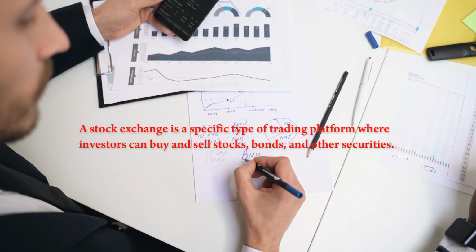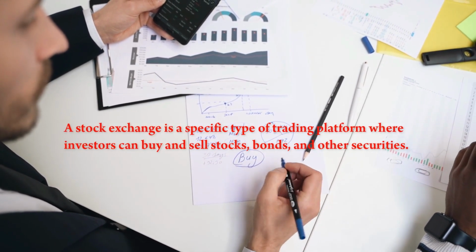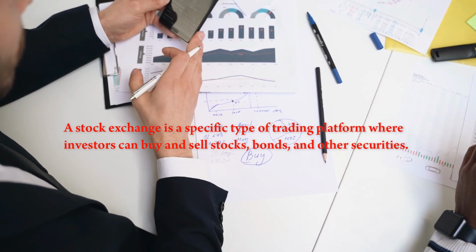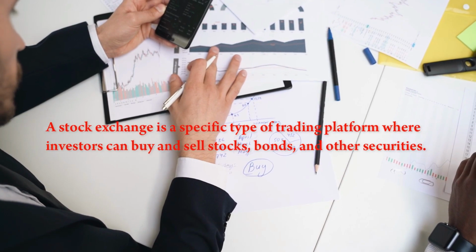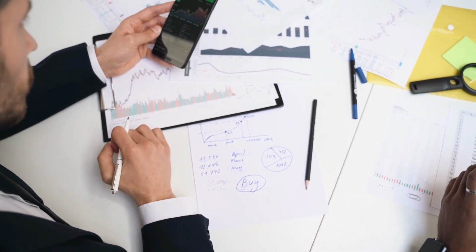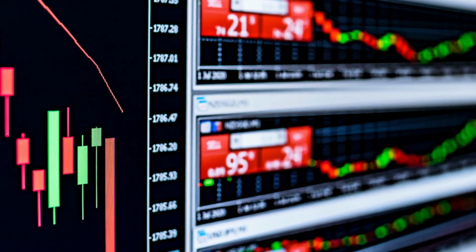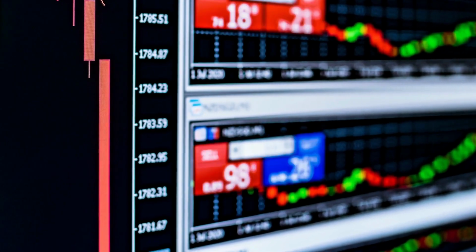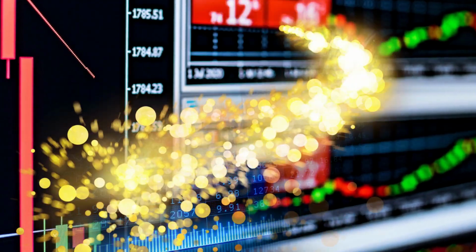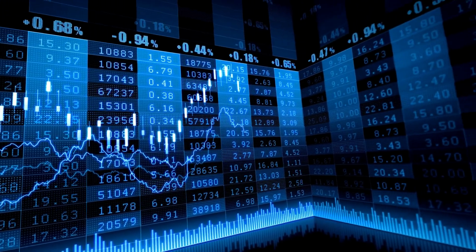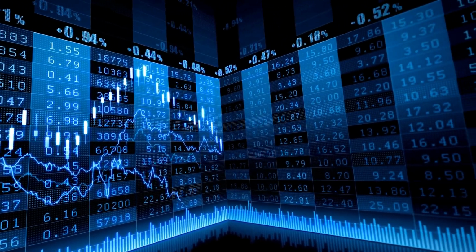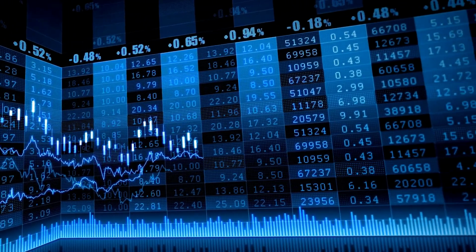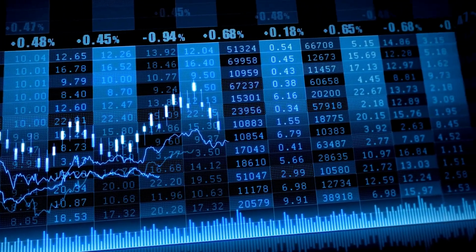A stock exchange, on the other hand, is a specific type of trading platform where investors can buy and sell stocks, bonds, and other securities. It is a physical or electronic marketplace where buyers and sellers come together to trade shares of publicly traded companies. Examples of stock exchanges include the New York Stock Exchange, NYSE, Nasdaq, and the London Stock Exchange. In summary, the stock market is a broader term that includes all the different types of exchanges and trading platforms, while a stock exchange is a specific marketplace where stocks and other securities are traded.